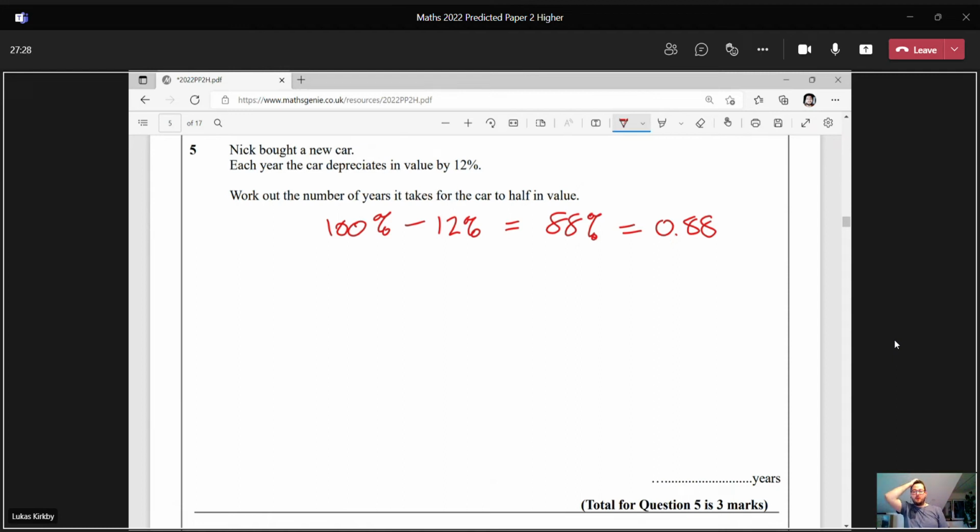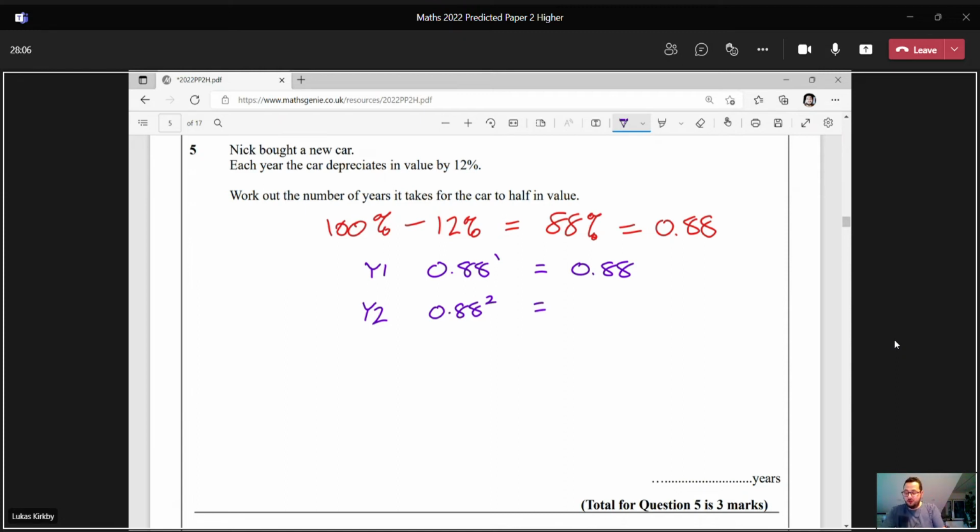So we want to work out how many years it will take for the car to halve in value. Well, half is 50%, or 0.5, and the way we're going to work out how many years it takes is by doing powers of this 88%, because it's going to take 88% each year of whatever's left. So if we start off then with year 1, it's going to be 0.88 to the power of 1, which is just 0.88. Year 2 is going to be 0.88 to the power of 2.